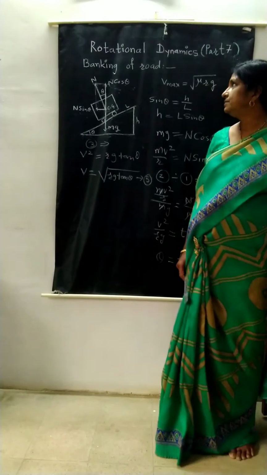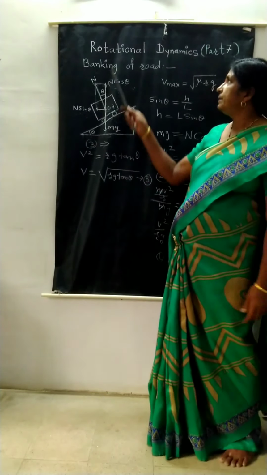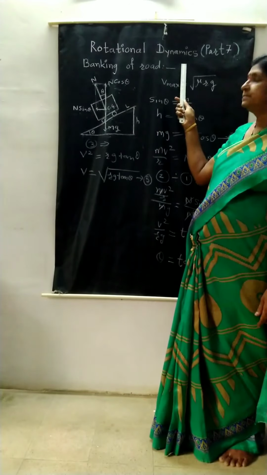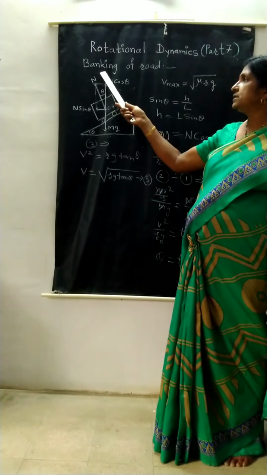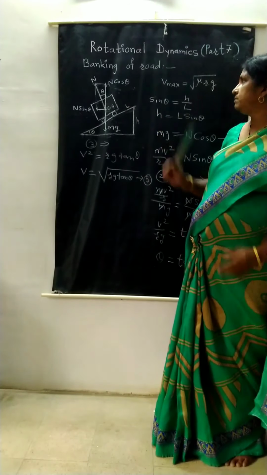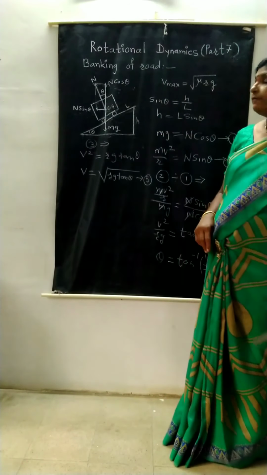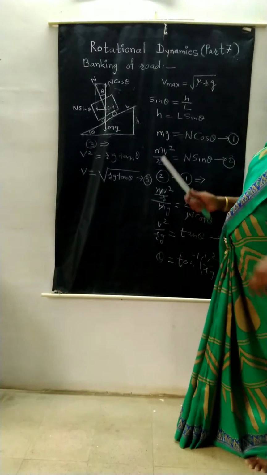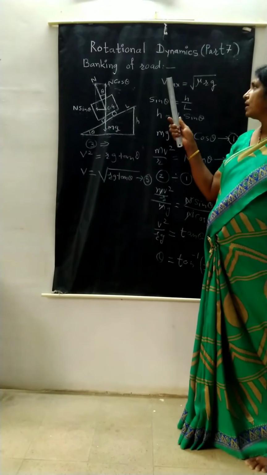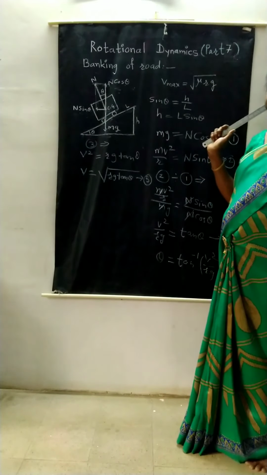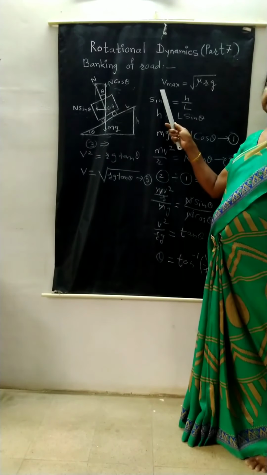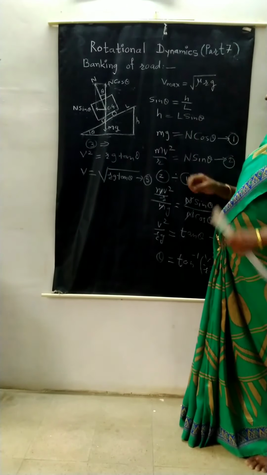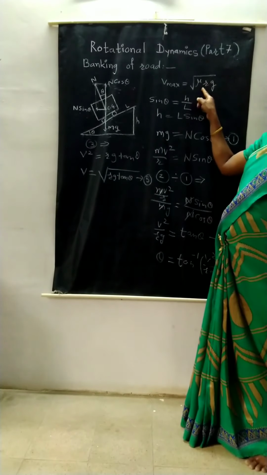Hello students. In the chapter Rotational Dynamics, today we are going to discuss banking of road. In the previous period, we have seen that on an unbanked road, the maximum safe speed is given by V max equal to under root of mu rg.